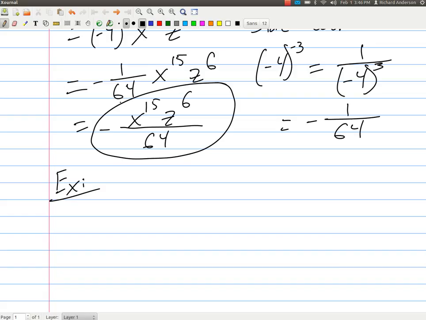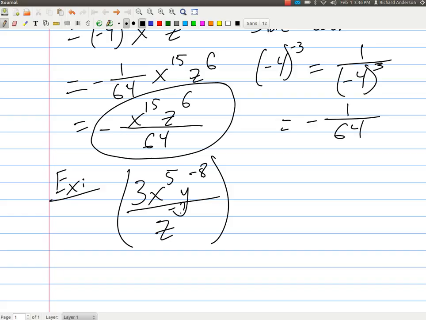All right, one more problem we need to worry about right here, and that is 3x to the 5th, y to the negative 8th power, and that's all in parentheses, over z to the negative 2nd power, and that entire fraction is going to be raised to the 4th power.